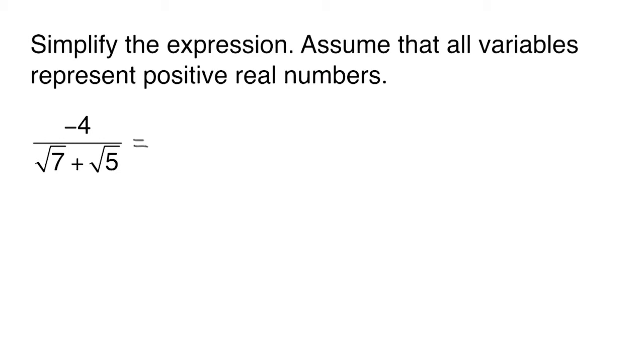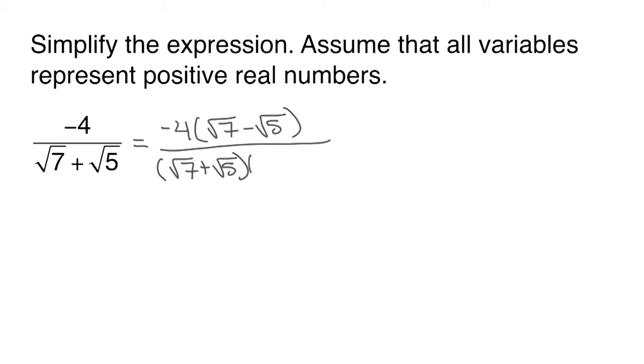Since the denominator is the square root of 7 plus the square root of 5, we need to multiply by the square root of 7 minus the square root of 5. So we have -4 times the square root of 7 minus the square root of 5 divided by the square root of 7 plus the square root of 5 times the square root of 7 minus the square root of 5.